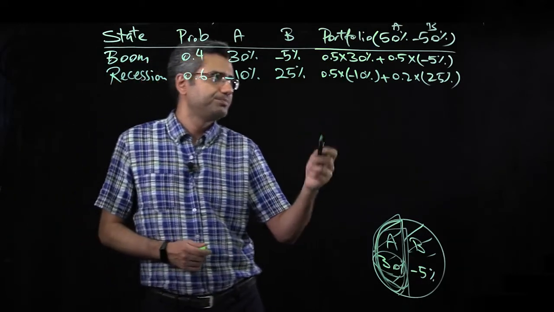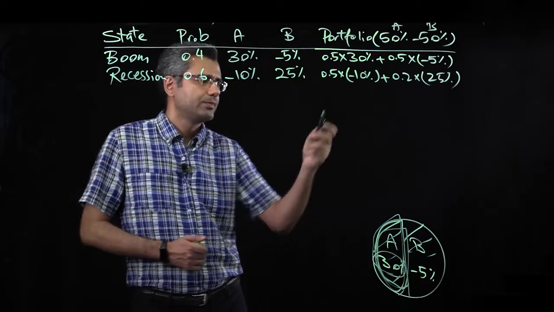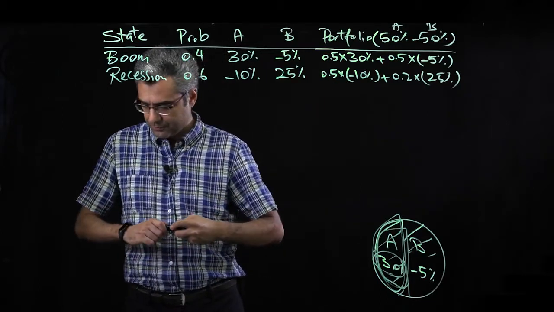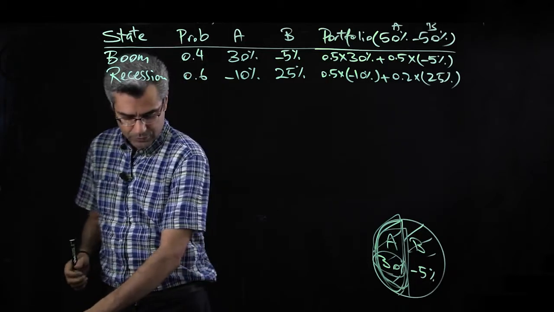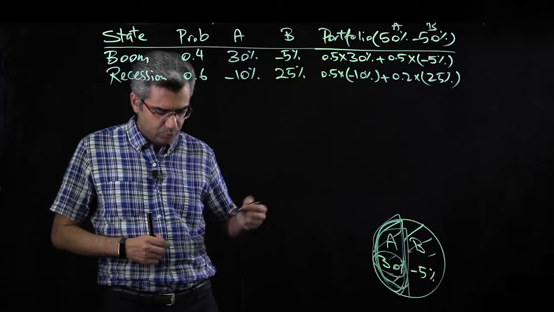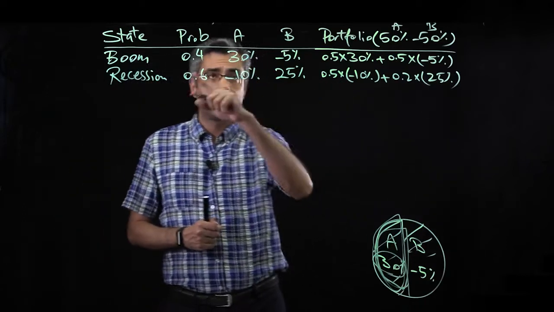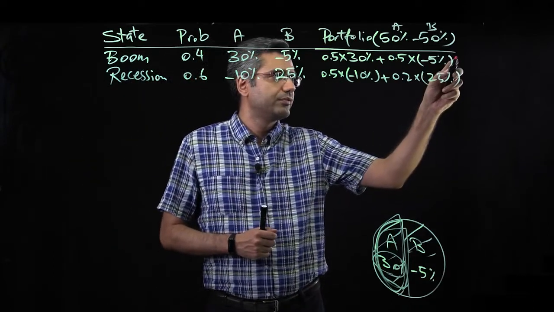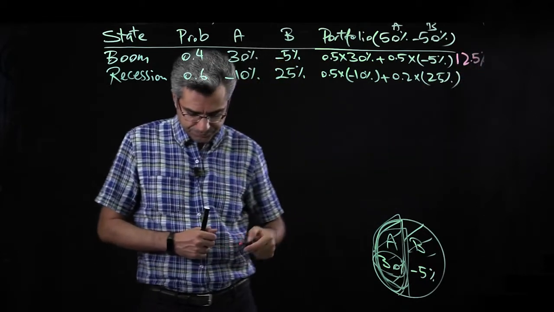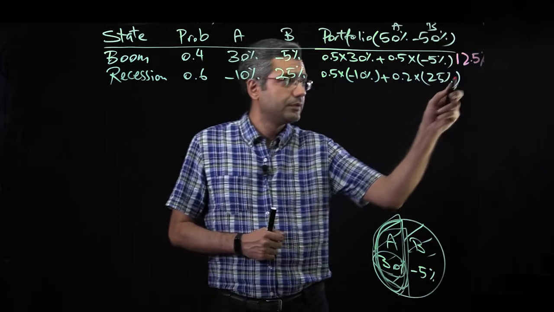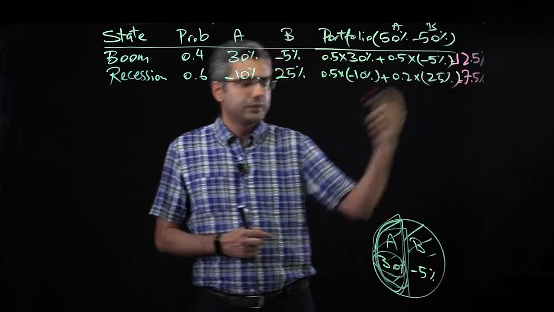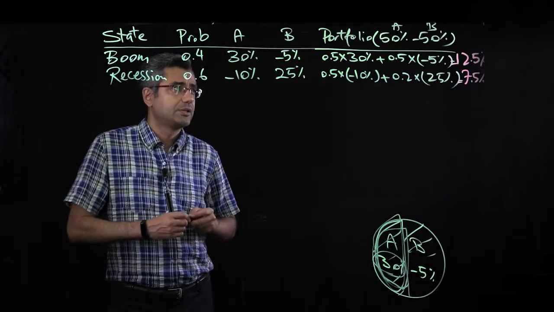So if you compute, I can write it here. For boom economy it will be 12.5%, and for recession, I already computed it, 7.5%.